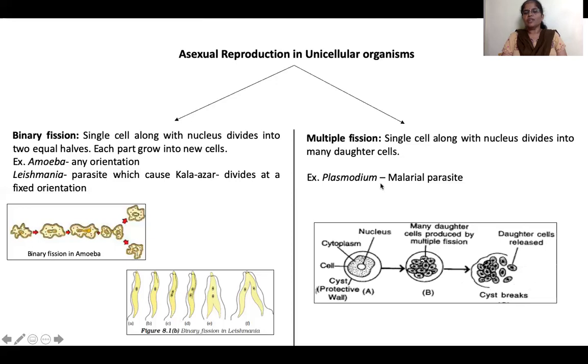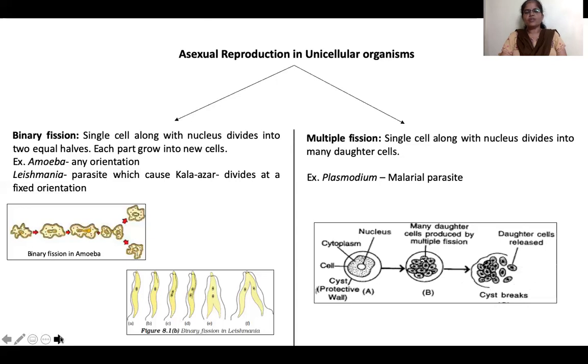This is called multiple fission. It means a single cell, along with the nucleus, divides into many daughter cells. Binary means it divides into two cells, whereas multiple means many cells. For example, Plasmodium has multiple fission, whereas amoeba and Leishmania have binary fission.